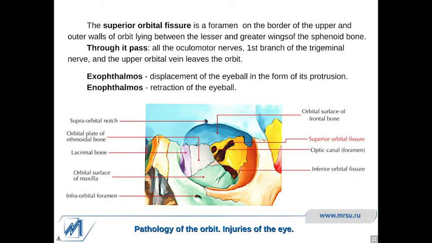The superior orbital fissure is here. It is a foramen on the border of the upper and outer walls of the orbit. Through this structure pass several nerves and veins. It is the oculomotor nerve, third, fourth, and sixth cranial nerves, the first branch of the trigeminal nerve, and the superior orbital vein leaves the orbit through this fissure.